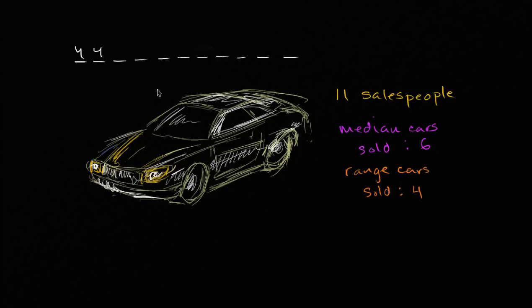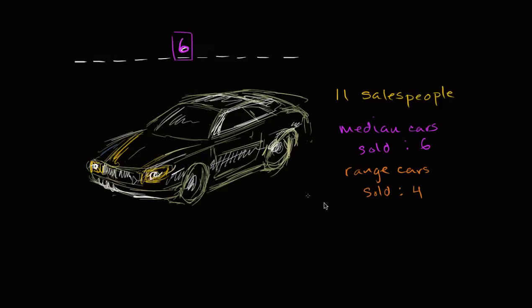So let me just fill out only the middle number. If you have 11 data points, the middle number is going to have 5 on either side. So that's that one right over there. 1, 2, 3, 4, 5. 1, 2, 3, 4, 5. So we know that the median, actually let me do that in purple, the median is going to be 6.